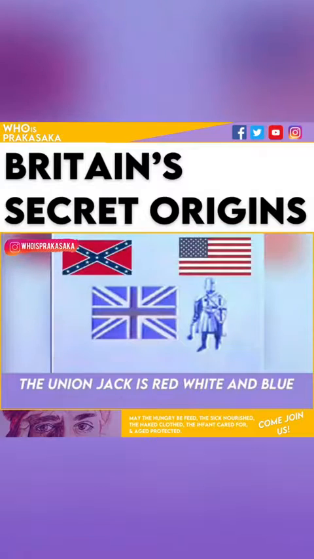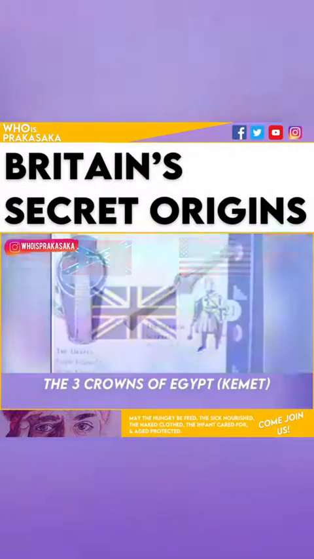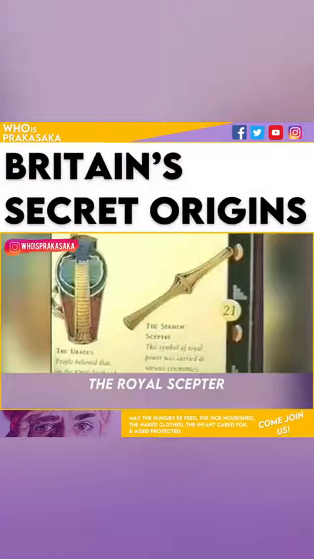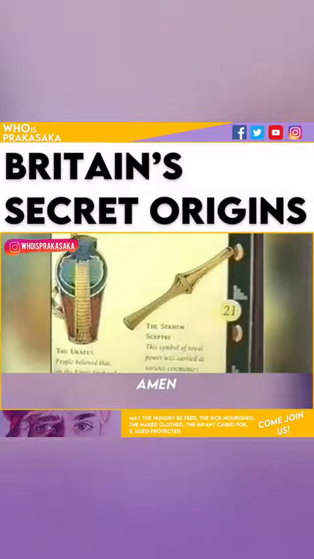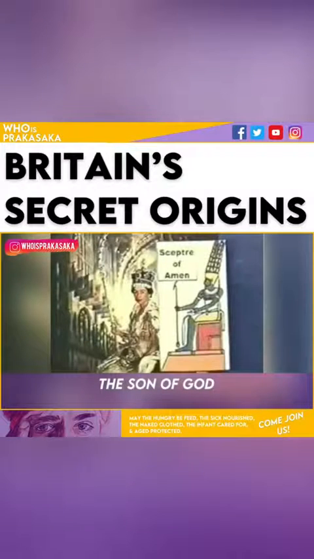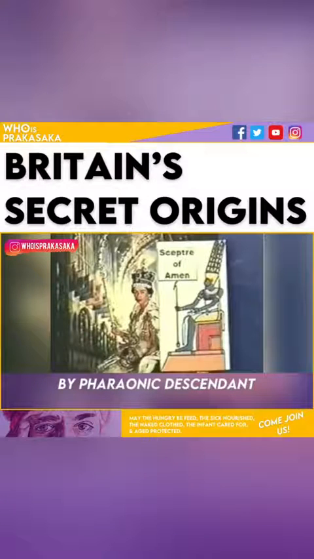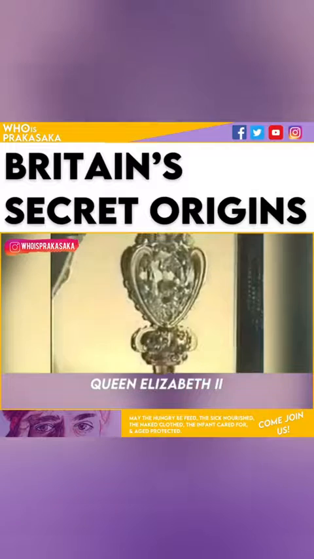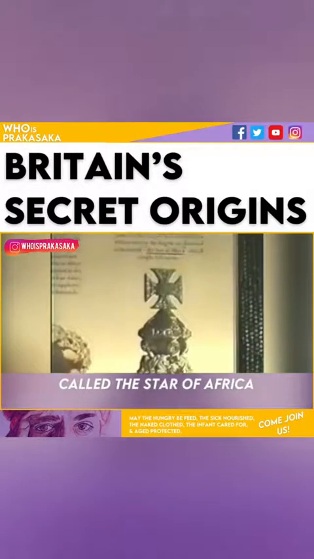The Union Jack is red, white, and blue, the same colors as the 3 crowns of Egypt. Number 5. The royal scepter originates in ancient Egypt and was carried by the Egyptian god Amun and by Egyptian pharaohs, who called themselves the Son of God. The royal scepter is now carried by pharaonic descendant Queen Elizabeth II. Her scepter contains the world's largest cut diamond, called the Star of Africa.